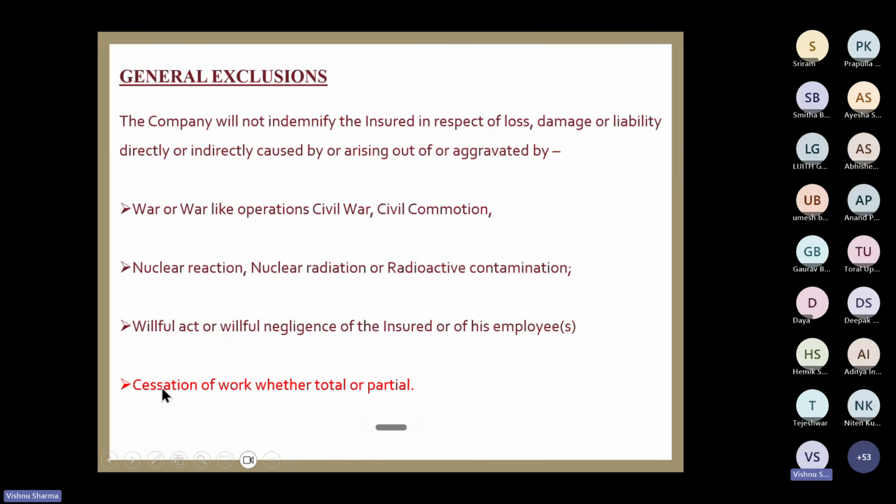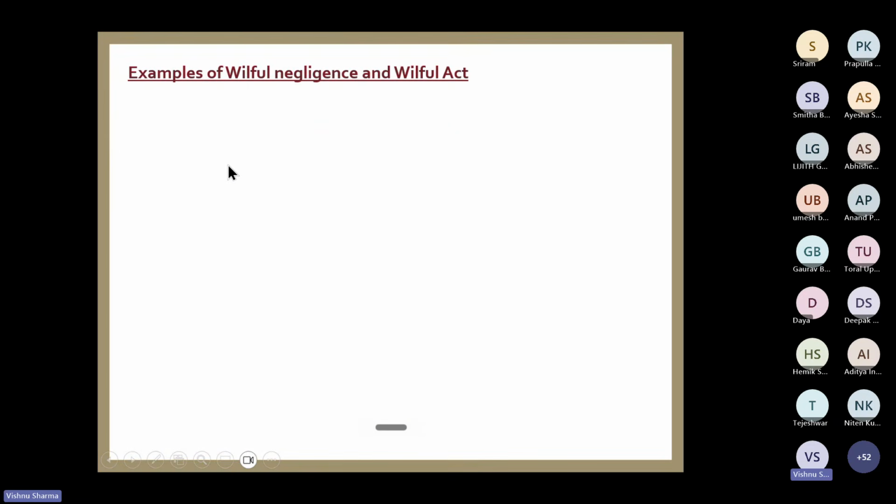Then the last is very important. That is why I have highlighted it in red color: cessation of work, whether total or partial. I'll explain this with the help of examples. Okay. Now examples of willful negligence and willful act. What are the various examples? The contractor is ignoring all safety protocols, despite knowing the risk. He knows what is going to happen if he bypasses a safety protocol.